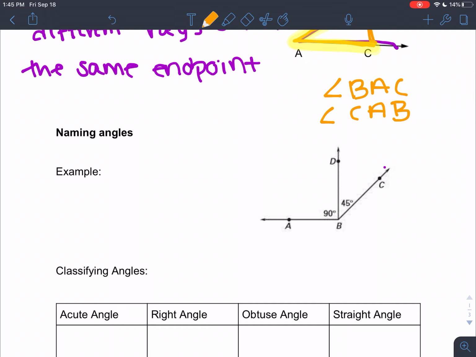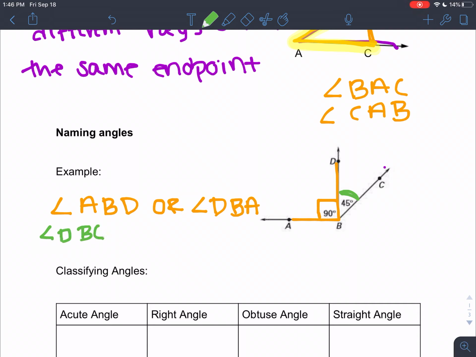Let's practice naming angles here. So if I wanted to name the 90-degree angle, and it's marked right in the corner, I'd have to name it angle ABD, or in the other direction, DBA. If I wanted to name this little 45-degree angle, I could name it angle DBC or angle CBD.